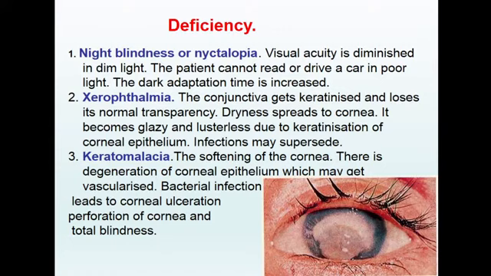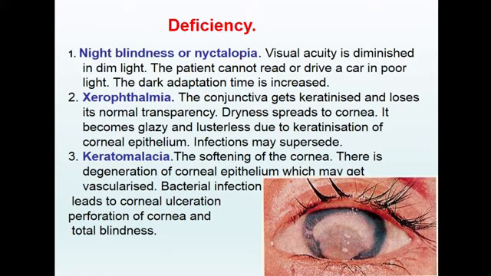After that, if it continues, this patient with a vitamin A problem develops new symptoms. You see, when this xerophthalmia persists for a long time, it leads to keratomalacia already, softening of the cornea. There is a degeneration of the corneal epithelium, which leads to vascularization of the cornea.